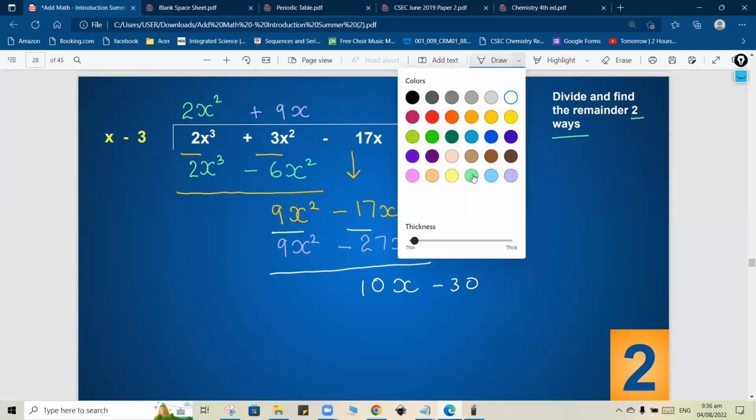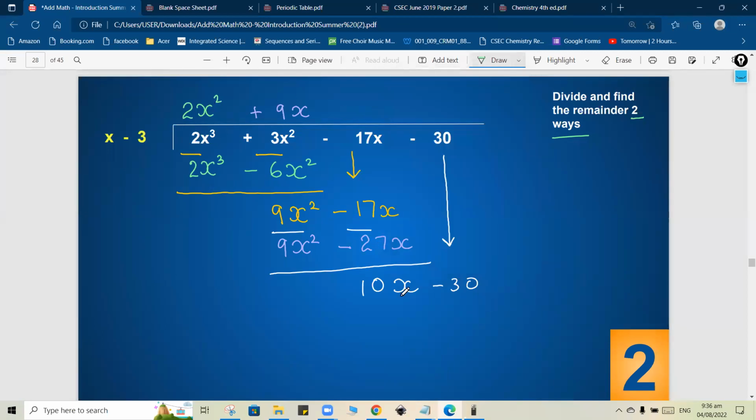Divide it one more time. 10x divided by x is positive what? 10. 10 by x is 10x. 10 by minus 3 is minus 30. Put a minus sign, put a minus sign. And it just so happens when you work this out, you're going to get 0. So the remainder, I'll put REM for remainder, is 0.